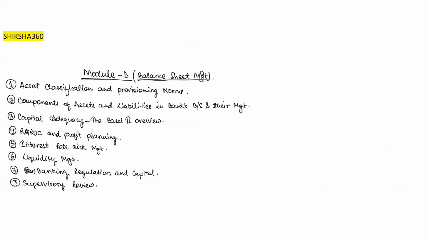Now, let us move to the last module, that is module D. The first topic here is chapter number 27, asset classification and provisioning norms, clear? Definitely you will get 4 to 5 mark questions from that, either one case study or a one-mark question, clear? And that is very, very important: asset classification and provisioning norms.